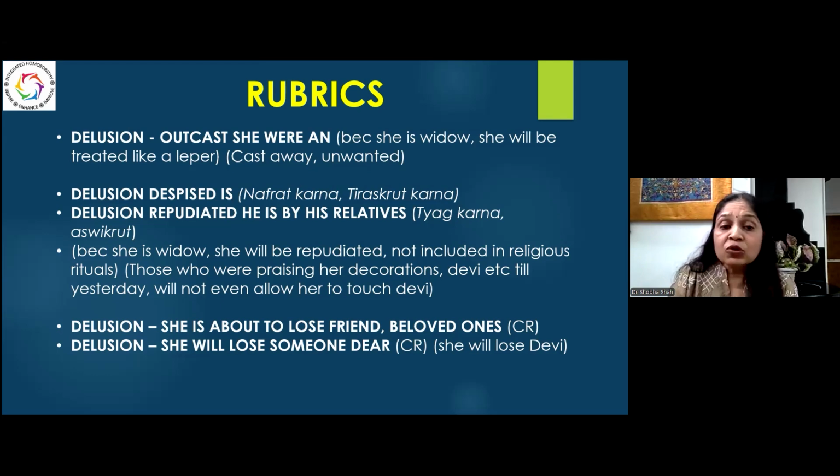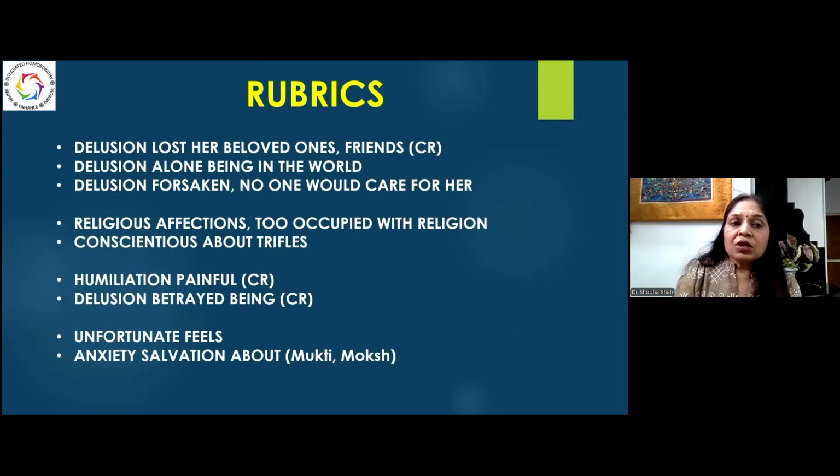Like, delusion, she's about to lose a friend and beloved ones. Delusion, she will lose someone dear. अब तक जो देवी को मैं बहुत close रखा था मैंने अपने दिल के, she will lose her. Delusion, lost her beloved ones and friends. Delusion, alone in the world. Delusion, forsaken, no one would care for her. कि जैसे as if she started feeling कि वो अभी अकेली हो गई है.